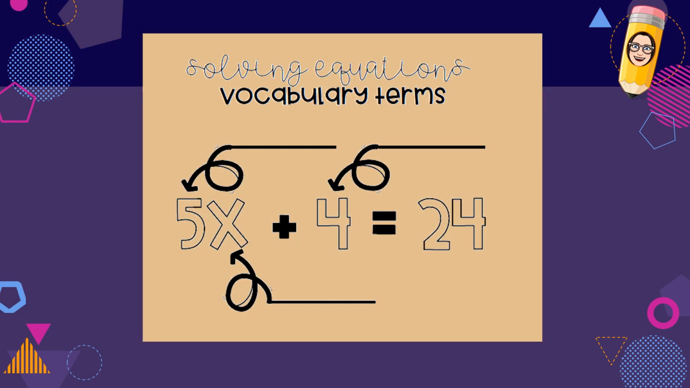All right, let's start off by talking about a few quick vocabulary terms. In this example, I have an equation, 5x plus 4 equals 24, and each part has a special name. The number in front of the letter is called a coefficient. Coefficient is always any number in front of a variable. The letter is more properly called a variable.